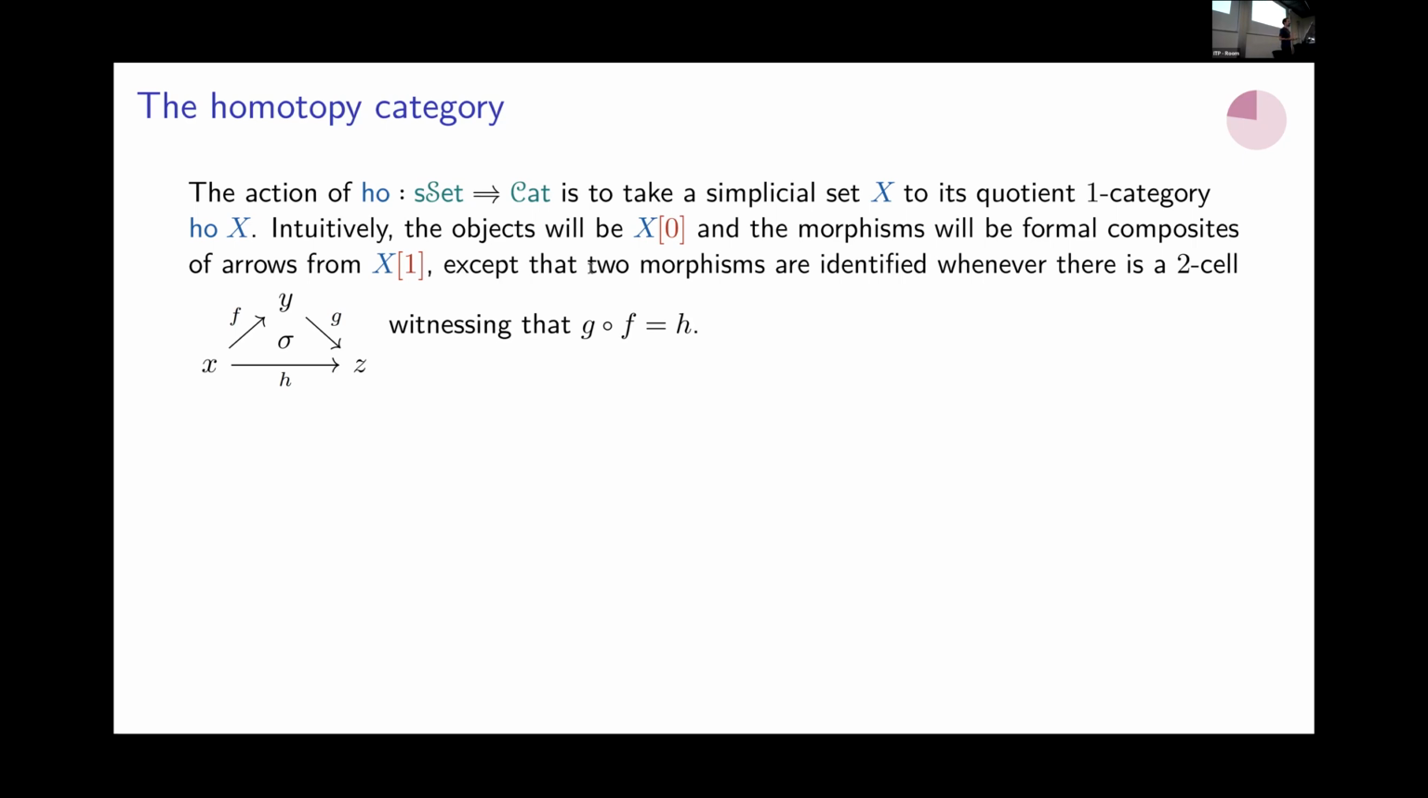And so what we do is we take the objects to be the X of 0. We take the arrows to be X of 1. But whenever you have an X of 2, a 2-cell, that's going to identify the composition. So if you have this composition triangle here, then sigma, which will be an element of X2, is going to witness that this composition is supposed to be an equality. So it's a quotient operation.